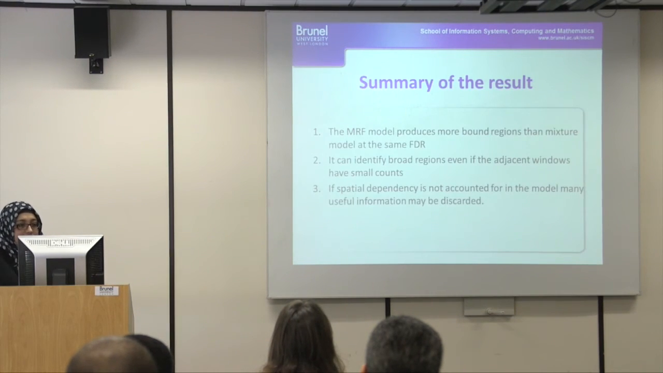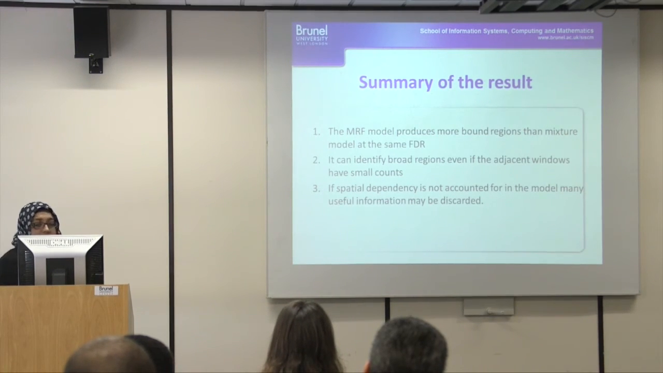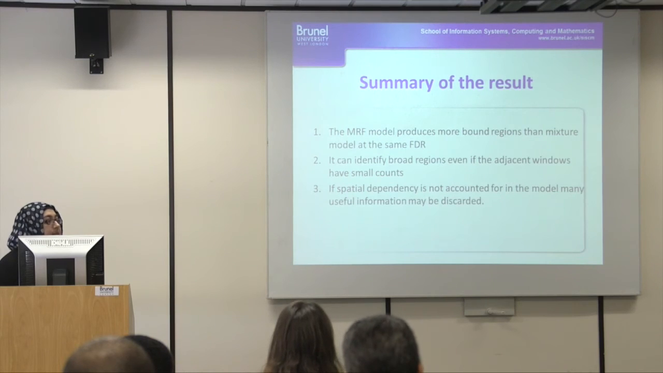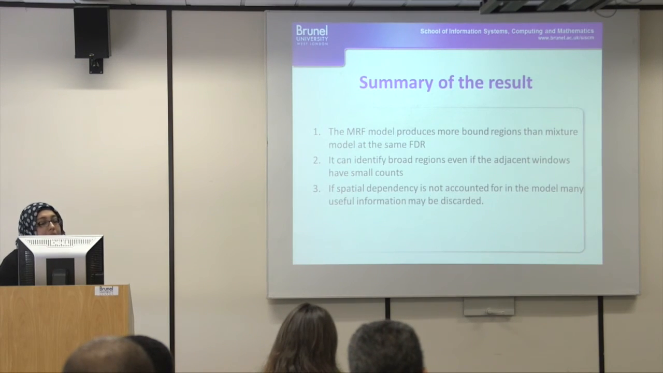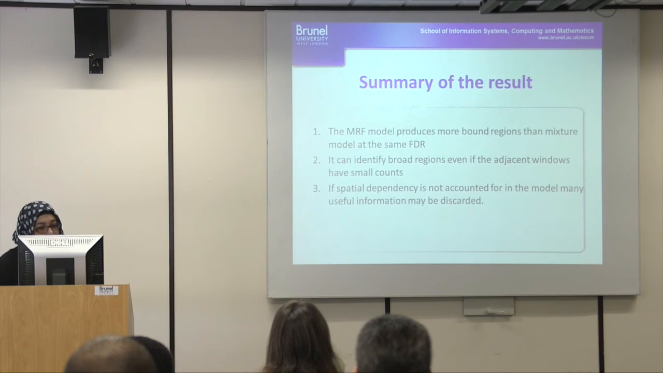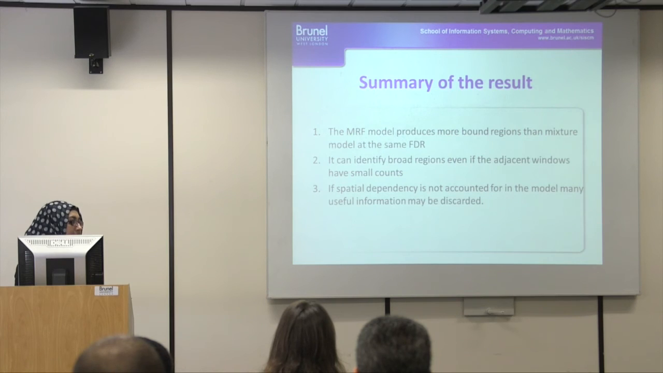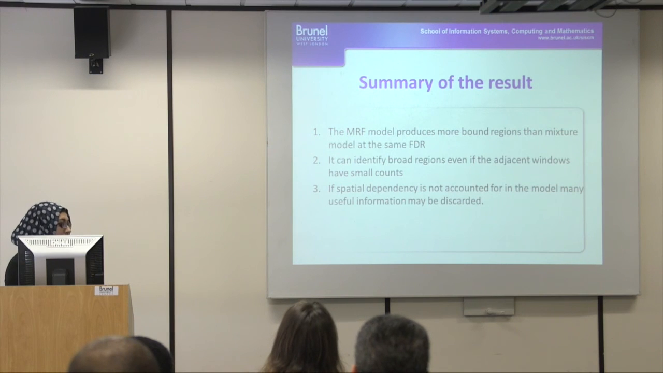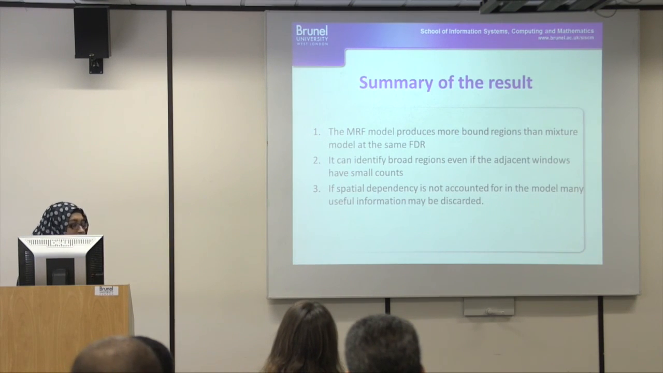To summarize the result, we have seen that the MRF model, the Markov random field model, produces more bound regions than the mixture model, which just uses the negative binomial distribution, at the same false discovery rate. With the MRF model, we can identify these broad regions rather than sharp peaks of the counts. And also, if spatial dependency is not accounted for in the model, much useful information about the protein binding location may be discarded by the models, which, when you are comparing between data sets, could be detrimental for the result.